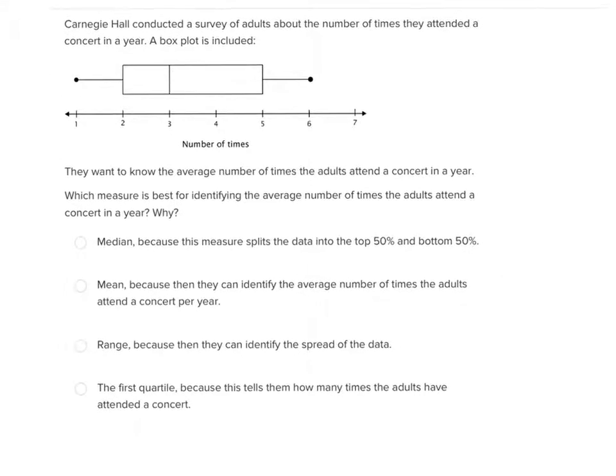Next question. Carnegie Hall conducted a survey of adults about the number of times they attended a concert. All right, there's the box plot. They want to know the average number of times the adults attend a concert in a year. Which measure is better for identifying the average number of times the adults attend a concert in a year, and why?